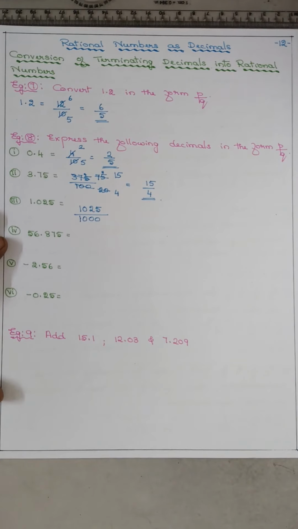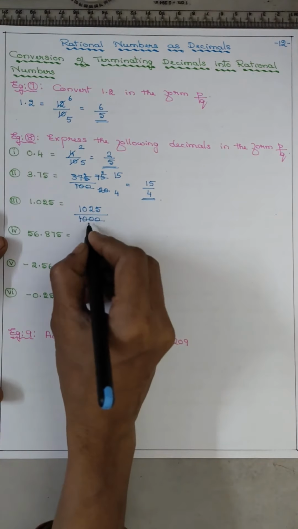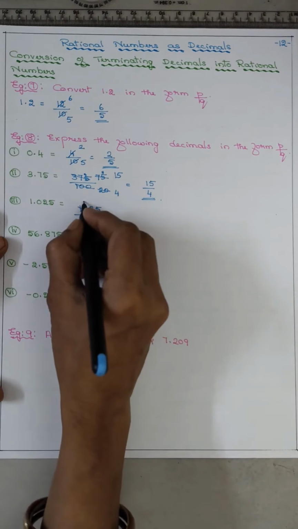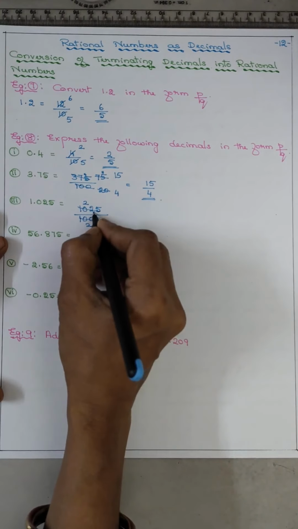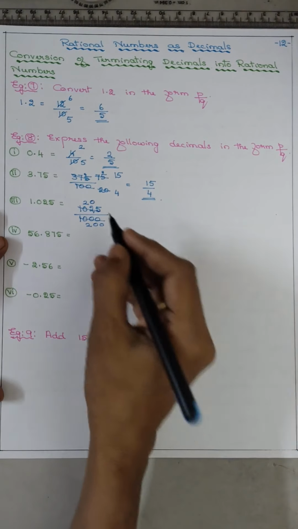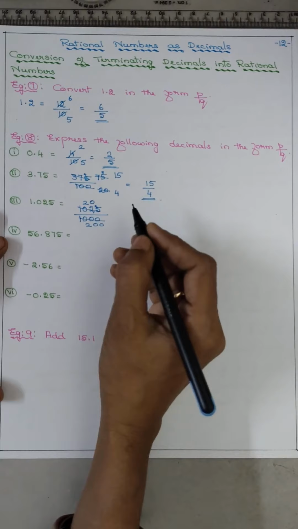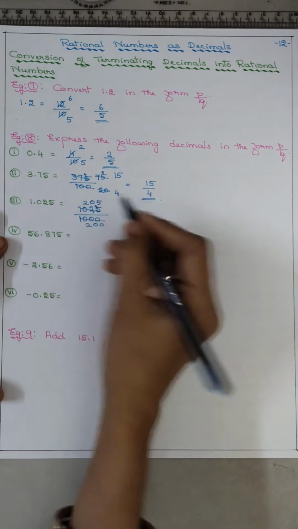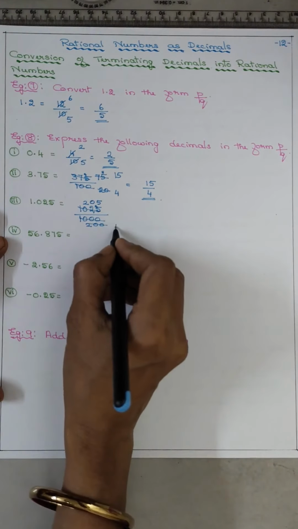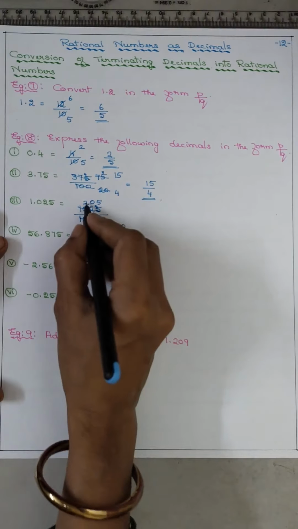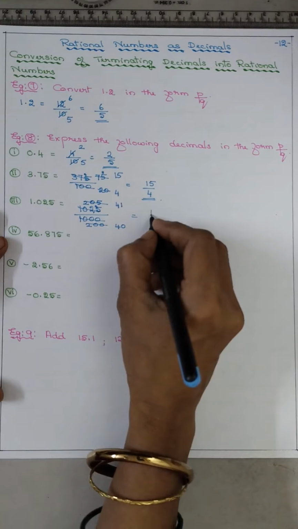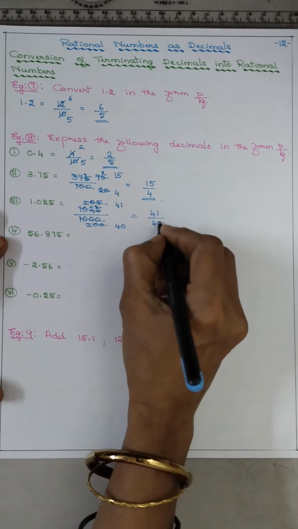Now divide by 5. 5 2s are 10, 0, 5 2s are 10. Now 5 how much are 2? Not possible, 0. Now take 2 and 5, 25. 5 5s are 25. Now 5 4s are 20 and 0. 5 4s are 20 and 5 1s are 5. So you got 41 upon 40.